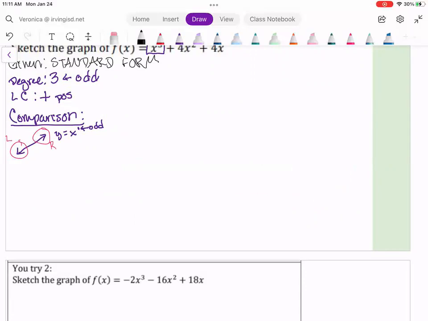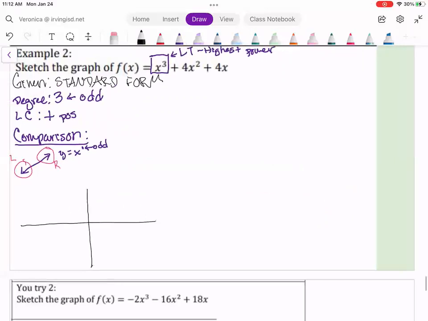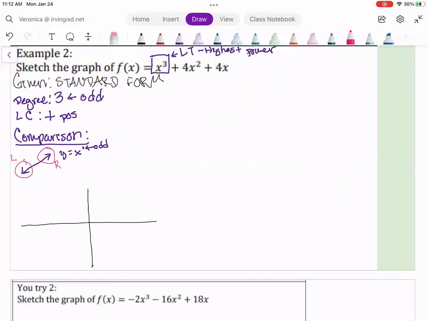So for this example, I'm going to go ahead and put my chart for my sketch on this side, because the right side we're going to be using for something else. And what do I know so far? I know that my end behavior on the left side is going to go down, and on the right side, it's going to go up. As you can see, I have gone ahead and put those arrows. And obviously, if I need to move them, I will, because it depends on where your x-intercepts are.